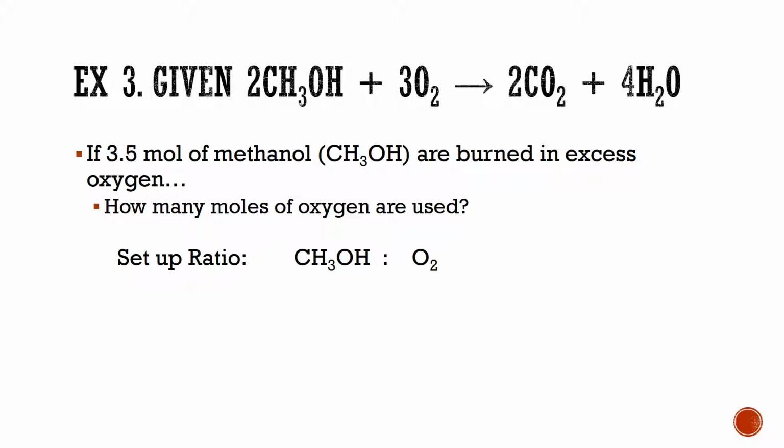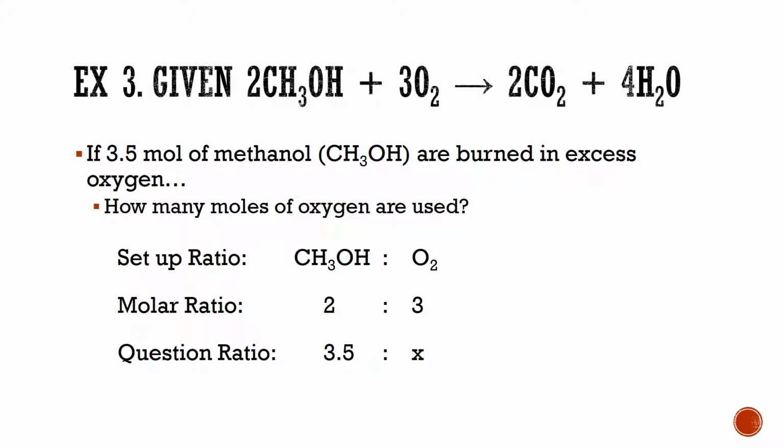In this question, it's asking if I have methanol and I'm looking for oxygen, I know that my ratio is between methanol and oxygen. In this type of question, you're only ever concerning yourself with two things. The thing that gives you the information, in this case methanol, and the one that you're looking for, in this case oxygen. I don't care about carbon dioxide or water for this particular question. The only reason that I needed the full balanced equation was so that I could get the proper coefficients. Then I can set up my molar ratio. Again, that's my coefficients between methanol and oxygen. So it's a 2 to 3.